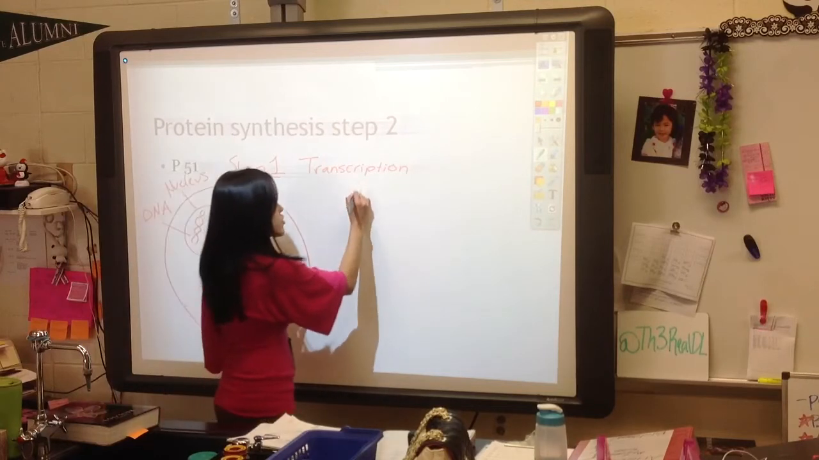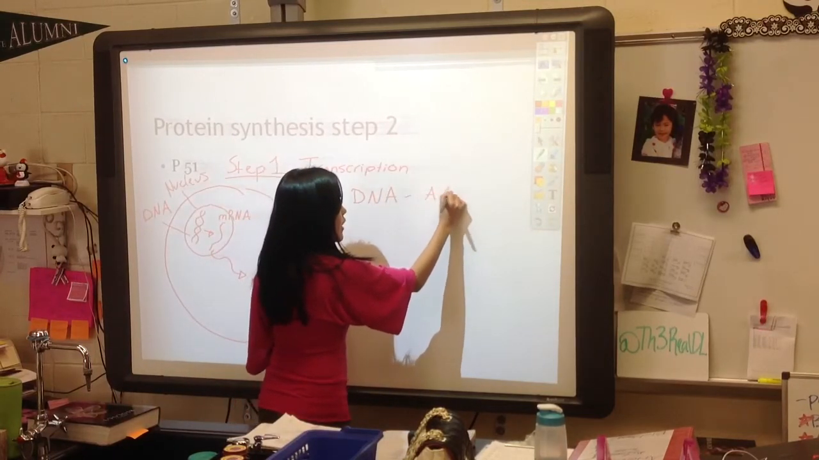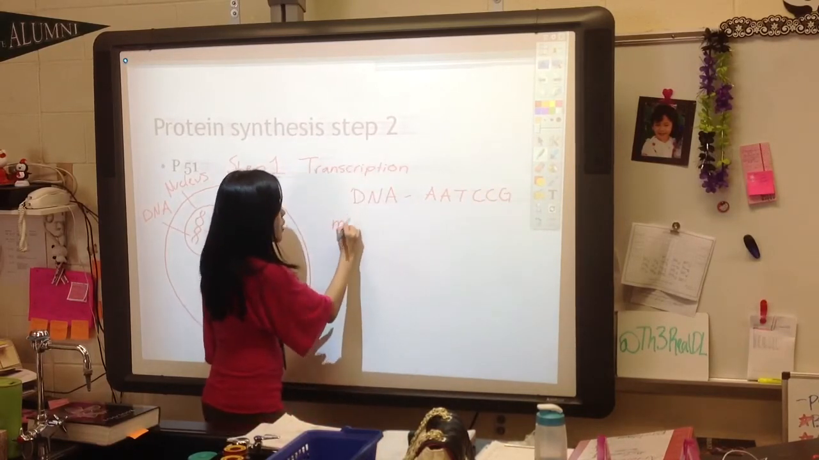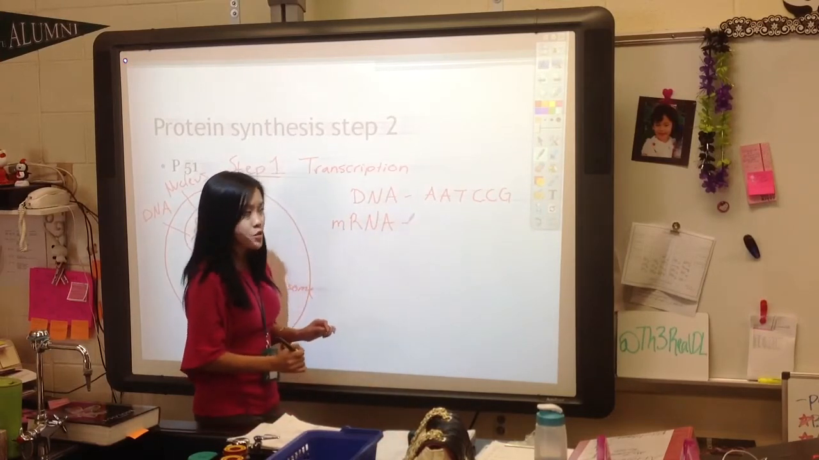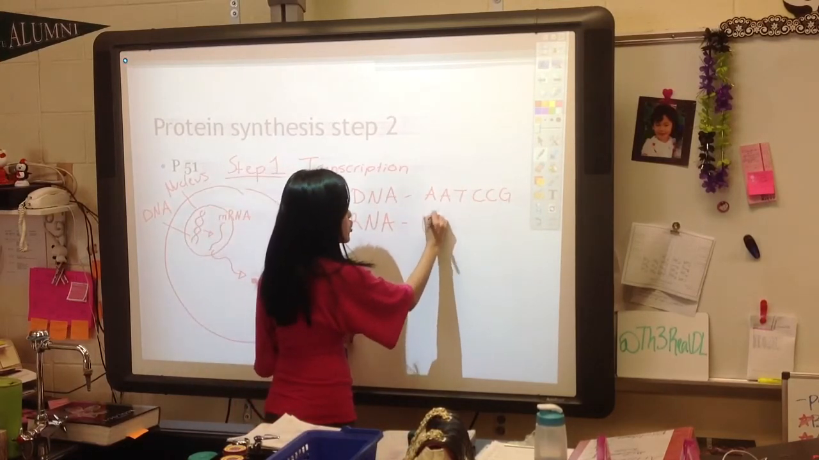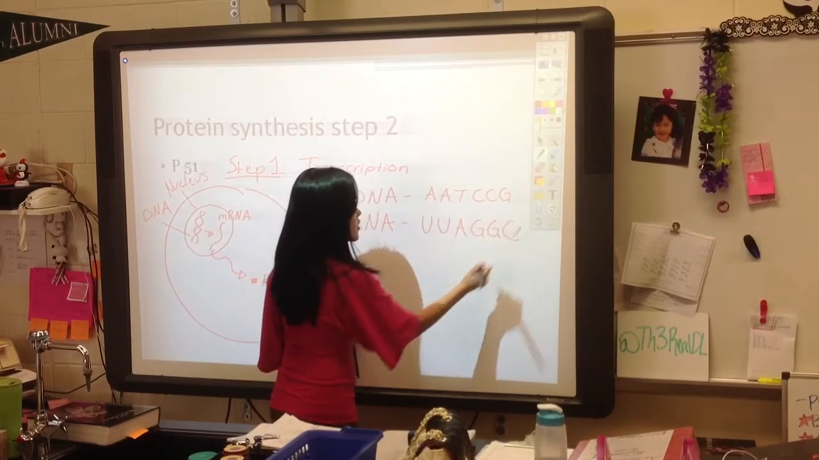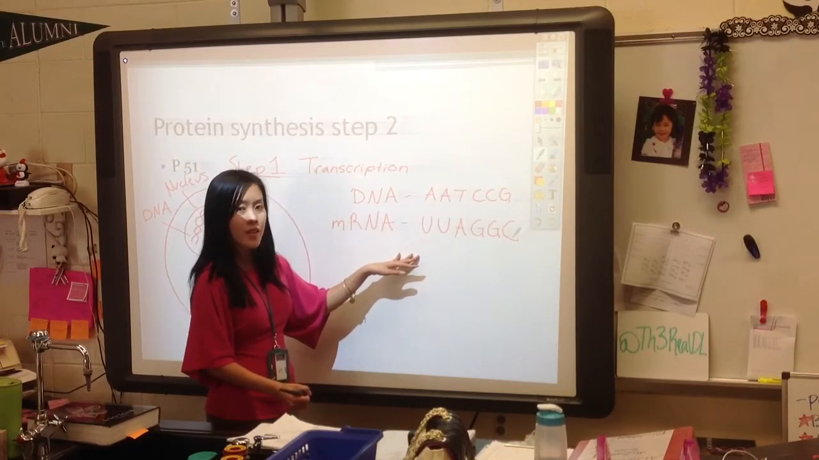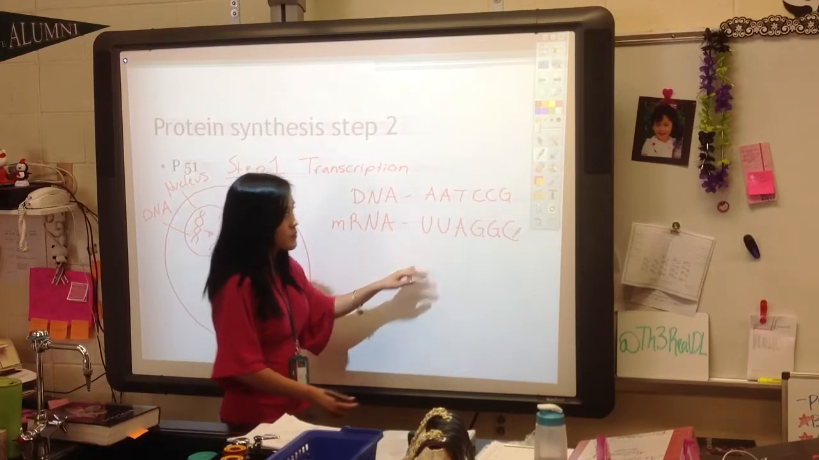Remember that if we had a strand of DNA, like AATCCG, then our mRNA would be transcribed, and that would become UUAGGC. Remember that in mRNA we didn't have any T's, we didn't have any thymines, and we had uracils instead.